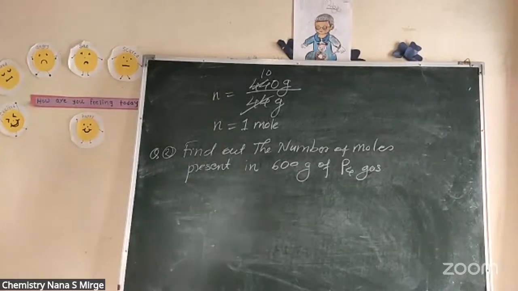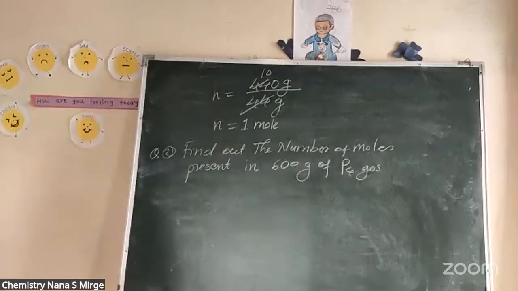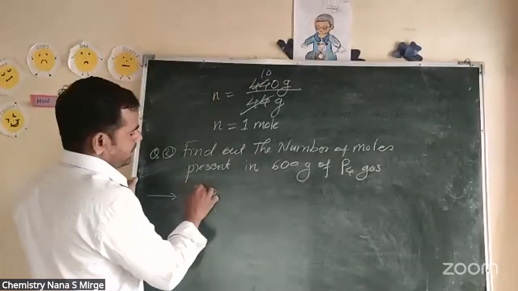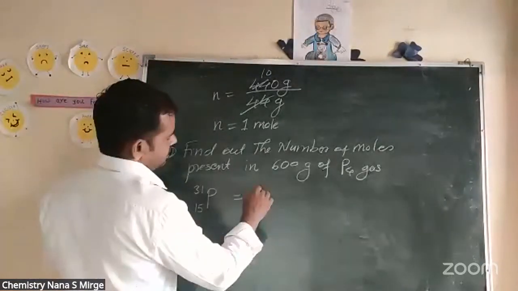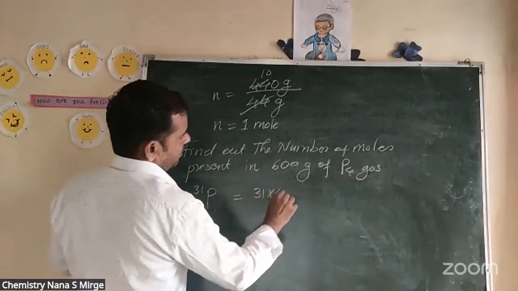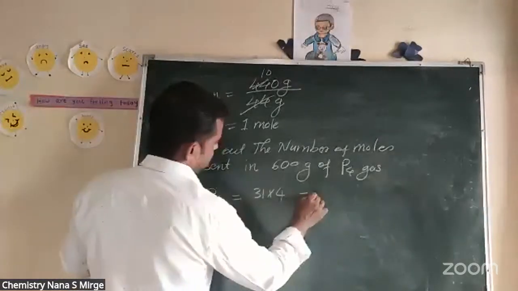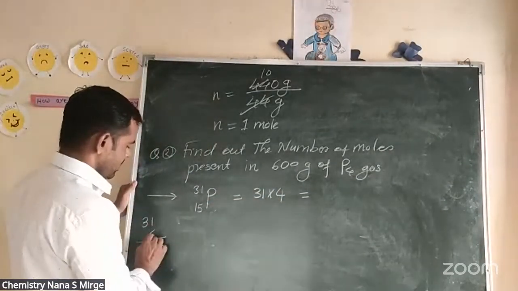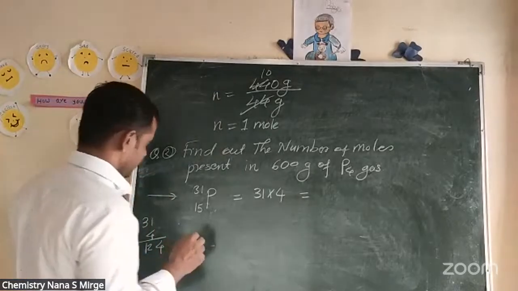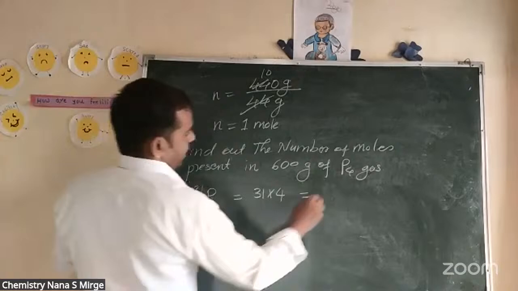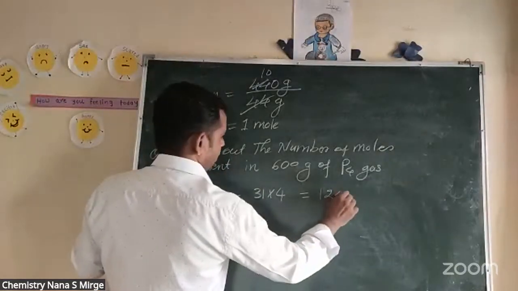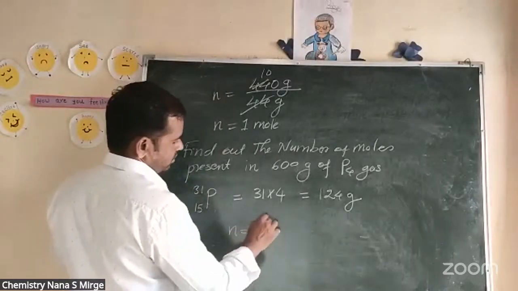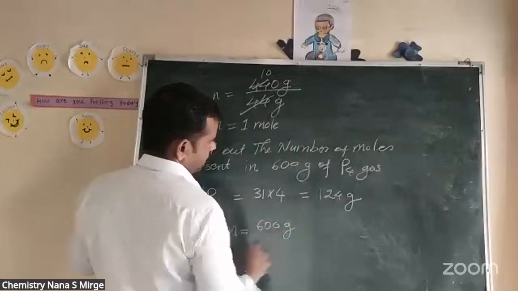First you calculate the molecular mass of P4. P is 31, so how much is 31 multiplied by 4? That is 124 grams.